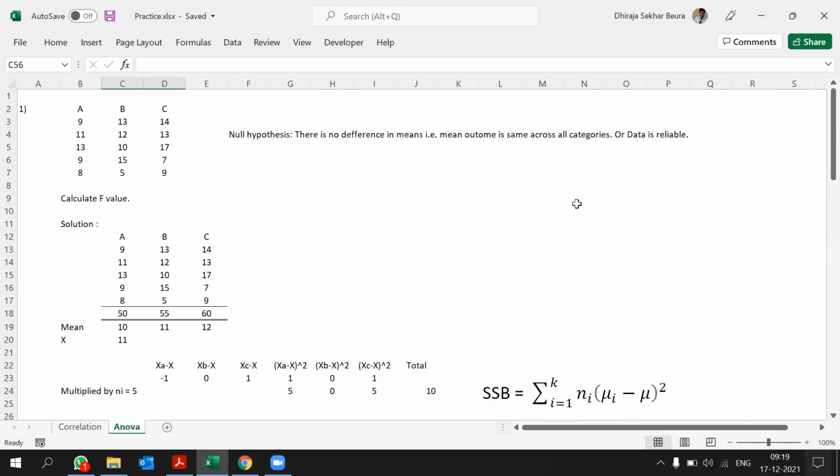What does that mean? When we accept the null hypothesis, that means the data is reliable. Or you can put it this way also: there is no difference in means. Mean outcome is the same across all categories. All these sentences mean exactly the same.